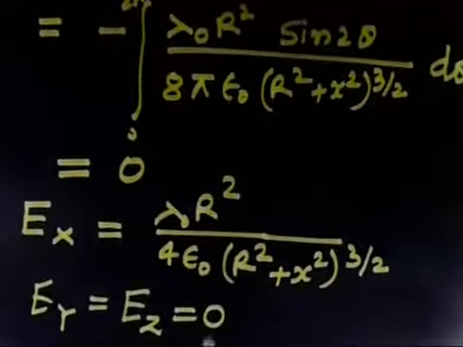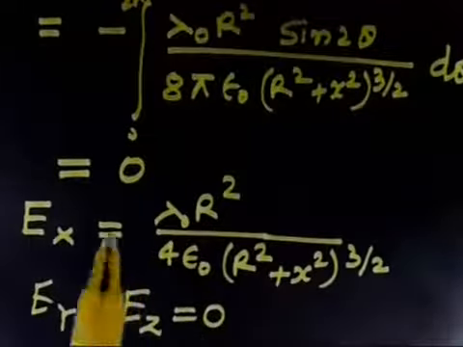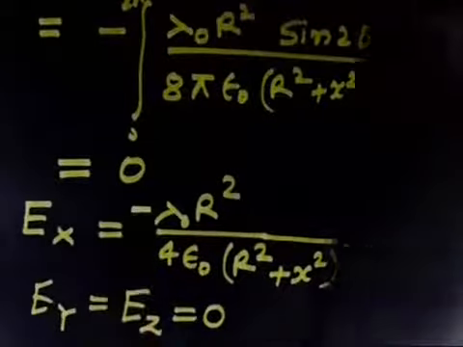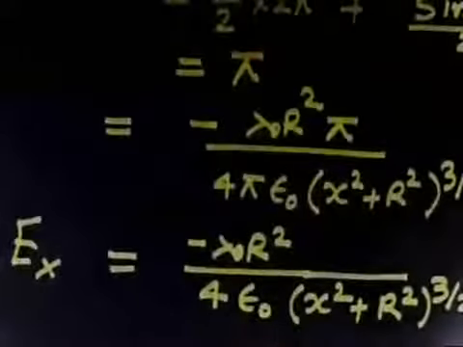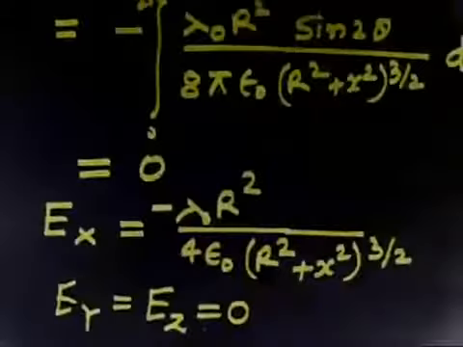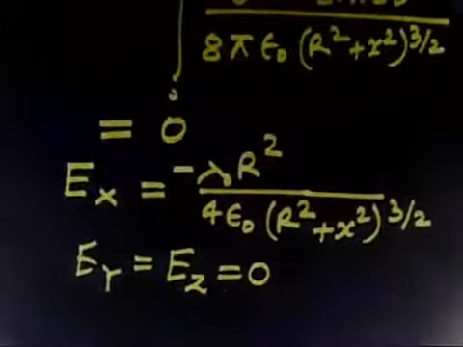Are you getting? So this is basically minus. In case of Ex you have a minus, and you check here. So this is minus, so I have to plug here minus also. So this is minus lambda naught r square. You can check your copy. So Ey and Ez are 0 respectively.